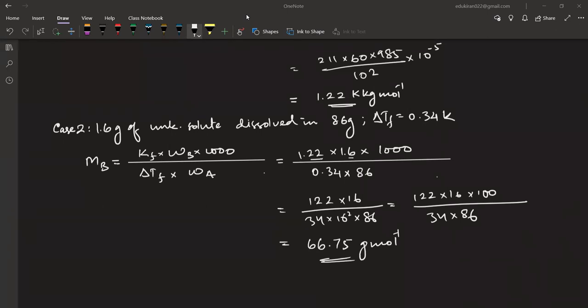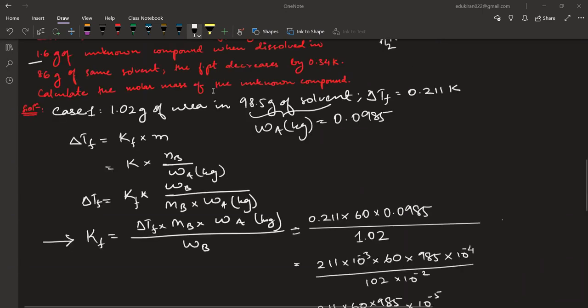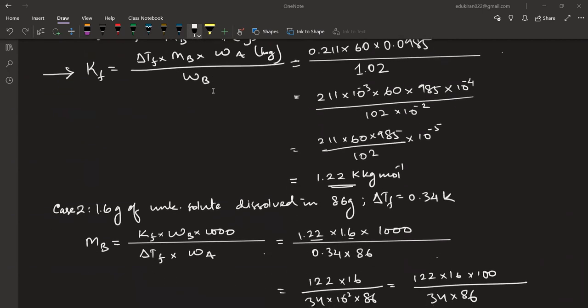Done. So I hope you can also see that a similar type of question can be asked in the case of boiling point. In this case, what did we ask? You had two different cases. From one case, you have to calculate the Kf, and from the other case, you have to calculate the molar mass. Yes or no, Saif?